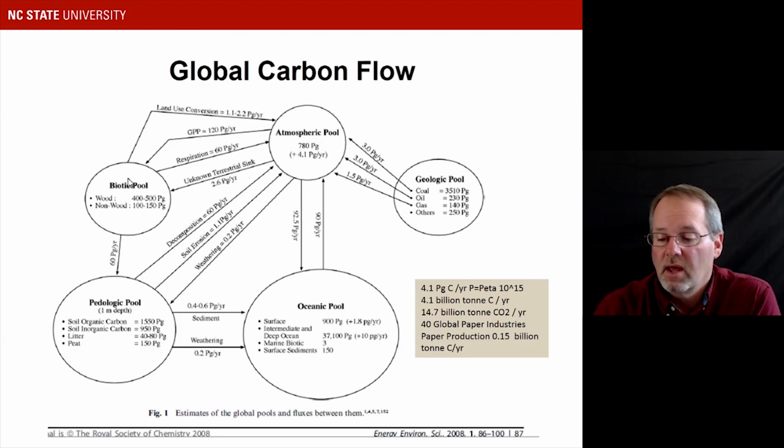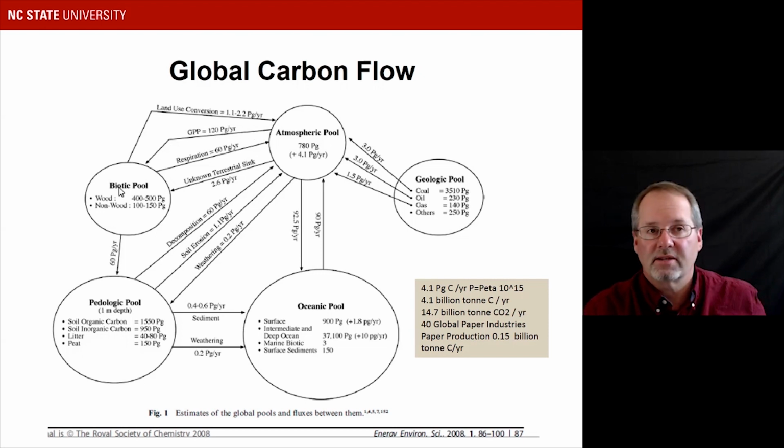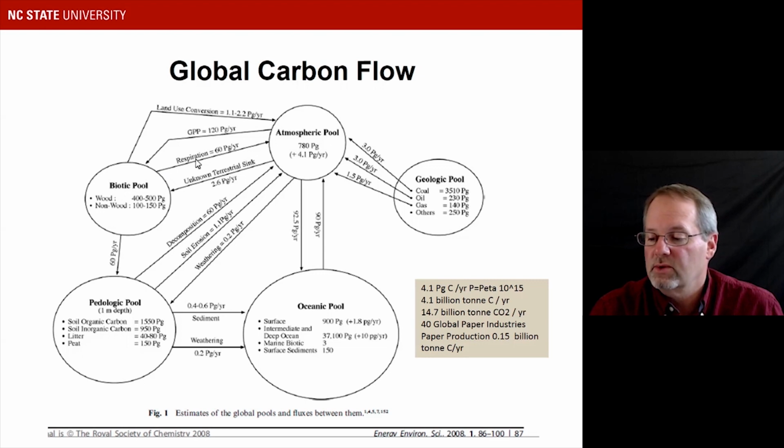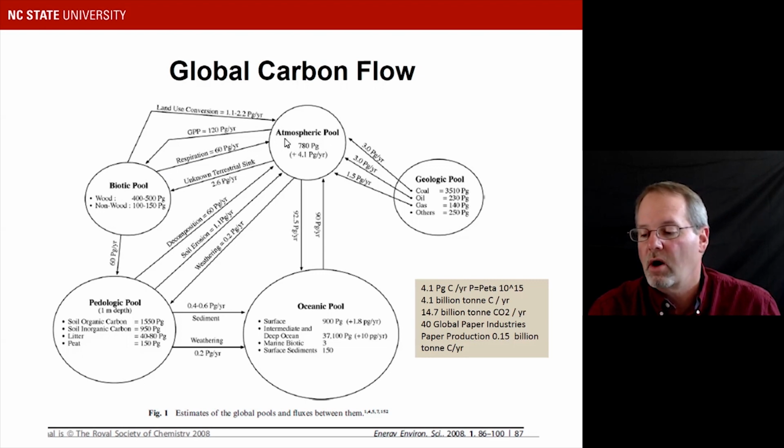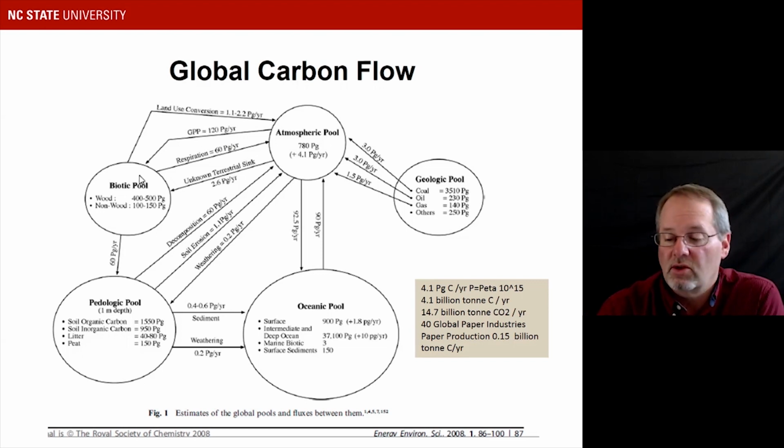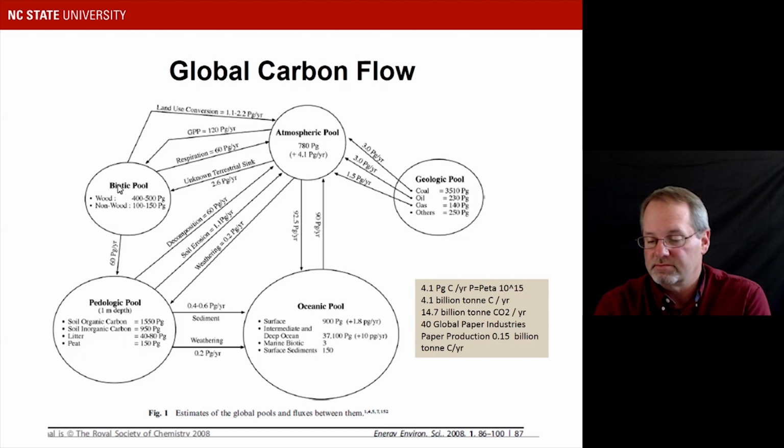Now, there's another part to this. There's other pools. The biotic pool is where we have plants, okay? And the plants also interact with the atmosphere. And so when plants grow, every year we get about 120 petagrams per year of carbon taken out of the atmosphere and put in the plants. The plants actually do respiration, and that returns about 60 petagrams per year of carbon back. But the net of this is that more carbon dioxide is taken out. And what we can do is accumulate that carbon in plant material.